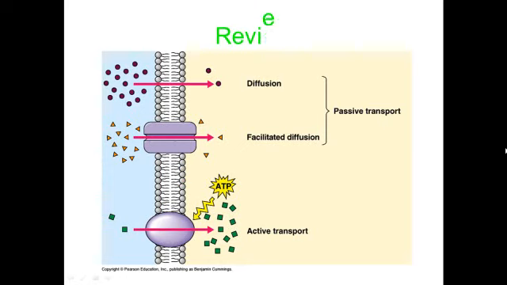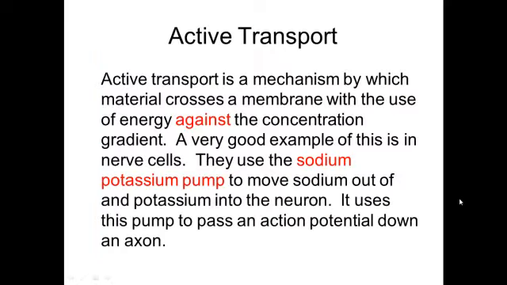Okay, just a moment to review. Diffusion is the movement from a high concentration to a low. Facilitated diffusion just has to have an extra protein to move those molecules from high to low. Active transport is going to take some energy to do that, and it's going to go from low to high. So let's jump into active transport.